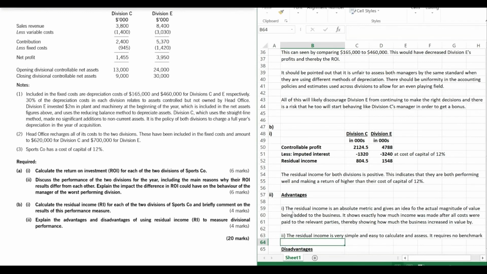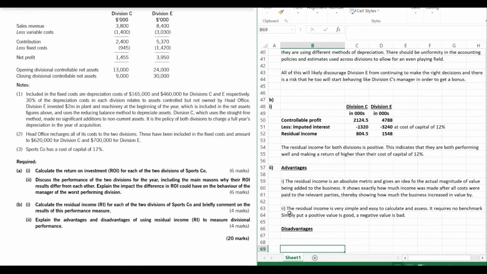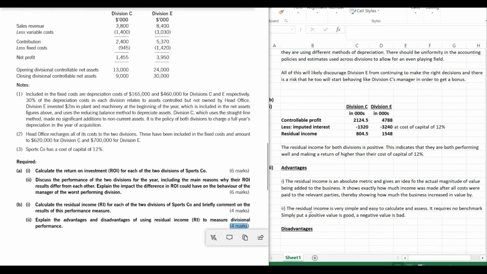It requires no benchmark. Simply put, a positive value is good and a negative value is bad. Okay, so we have our 2 advantages. Now why just 2? Because it's 4 marks, right? So ideally let's just split, that means 4 points, so let's split up into 2 advantages and 2 disadvantages.